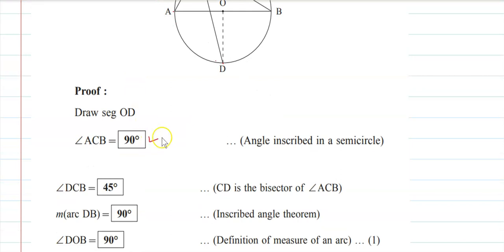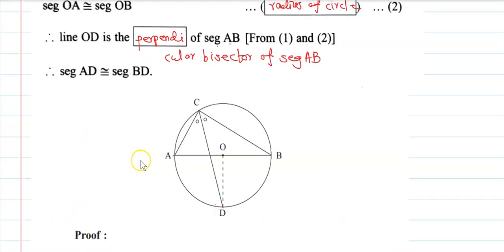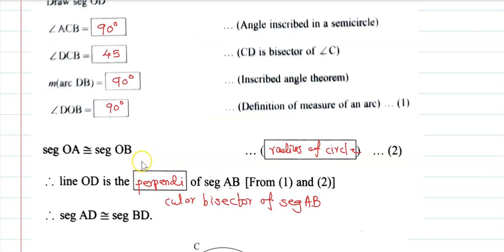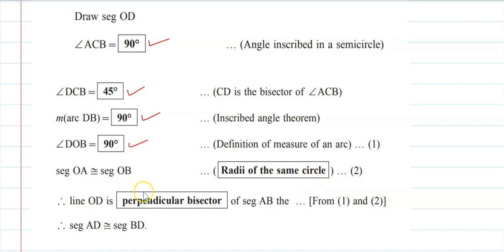Again, you can see here: first is 90, next is 45, again 90. Angle DOB is 90 degrees. Next, segment OA is congruent to segment OB, radius of the same circle. Line OD is a perpendicular bisector of segment AB, and hence segment AD is congruent to segment BD.